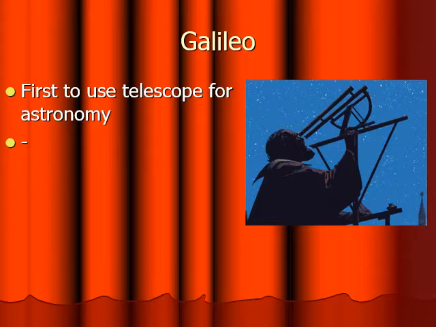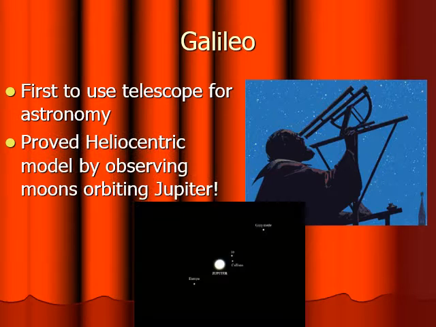Remember, the idea at the time was that everything went around the Earth. And Galileo simply took an instrument that many people had at the time, this telescope, and pointed it up at the sky and said, look, you guys can all see that there's objects going around the planet Jupiter, which means they're not going around us, so we're not at the center of everything. And this is really what got people to believe the idea that Copernicus came up with.